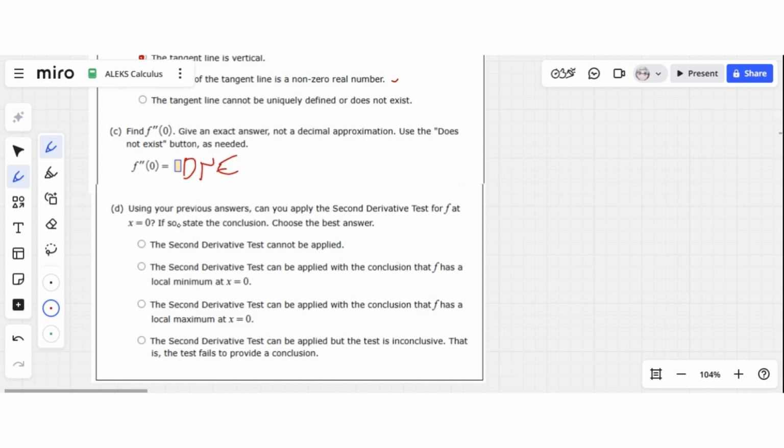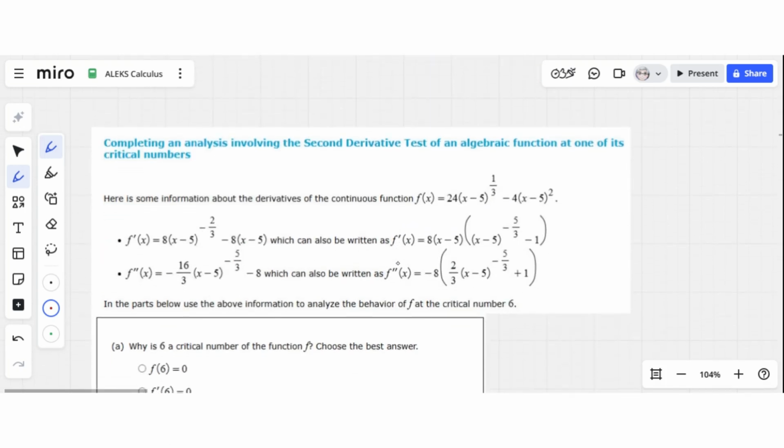All right, then it finally says, using your previous answers, can you apply the second derivative test for f? And we can't. You have to have a second derivative to tell whether it's positive or negative. So it cannot be applied. Let's try one more where we actually can apply the second derivative test. So here we've got a function 24 times (x minus 5) to the 1/3 minus 4 times (x minus 5) squared. And they've given us the first derivative and the second derivative.